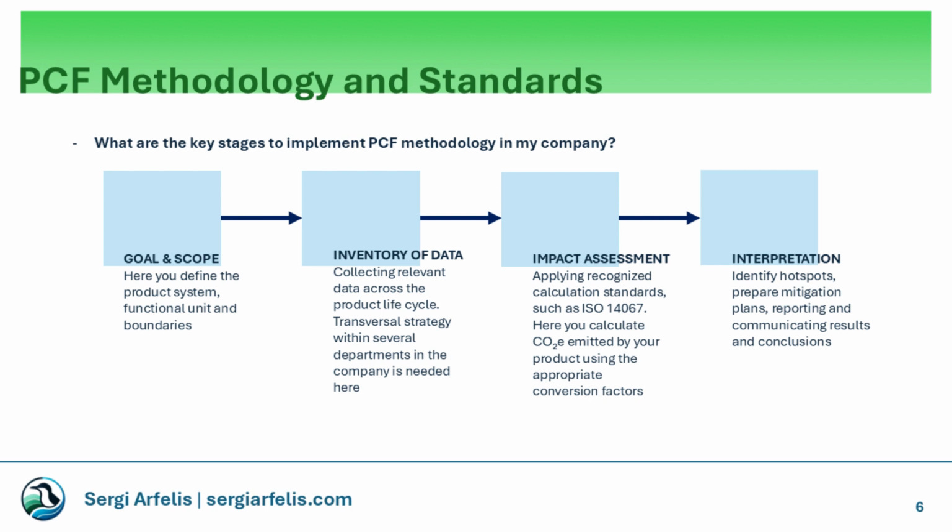After gathering your data, you move to the impact assessment phase. Here, you use recognized calculation standards, like ISO 14067, to convert your activity data into carbon dioxide equivalents using the appropriate emission factors. The final phase is interpretation. This is where you analyze the results to identify emission hotspots, develop mitigation plans, and communicate your conclusions to stakeholders. By following these phases, goal and scope definition, data inventory, impact assessment, and interpretation, you can systematically measure, understand, and reduce the carbon footprint of your products, just as you would in a full life cycle assessment.